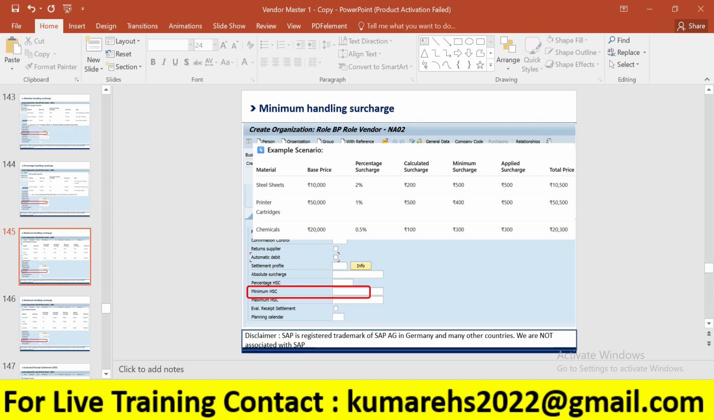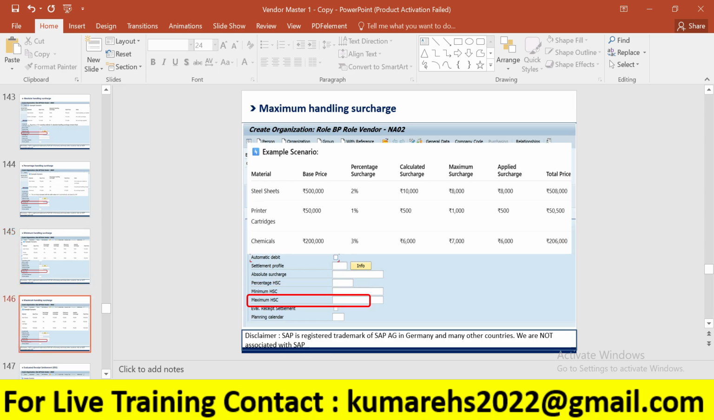Okay, so no need to explain everything. You know very well about surcharges. We discussed them in detail in minimum handling surcharge. In maximum handling surcharge, I am just going to explain the example scenario. The first material base price value is 5 lakh rupees. The percentage value is 2%, which means the calculated value is 10,000. Here the maximum value is fixed as 8,000. So only 8,000 is applied. Total value is 5 lakh 8,000.